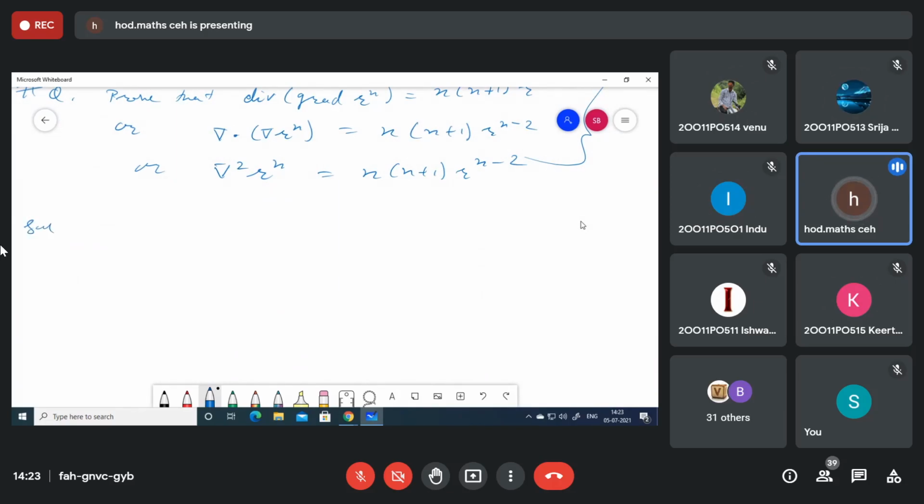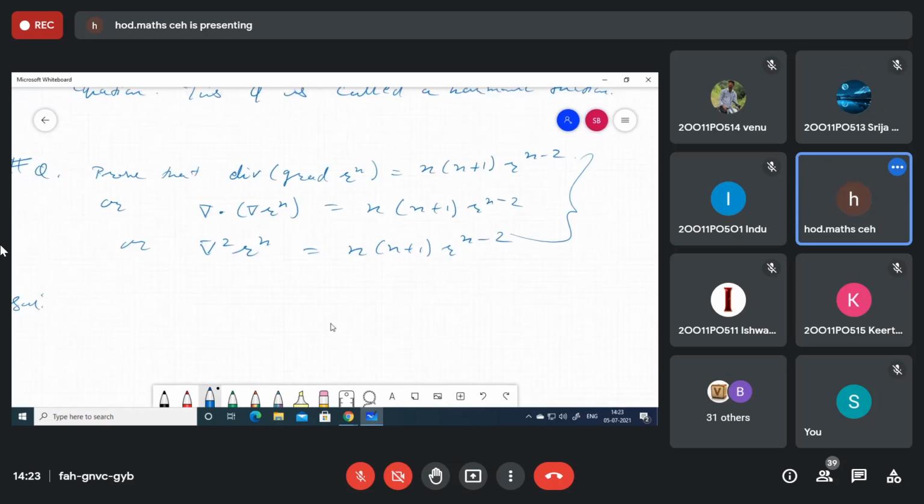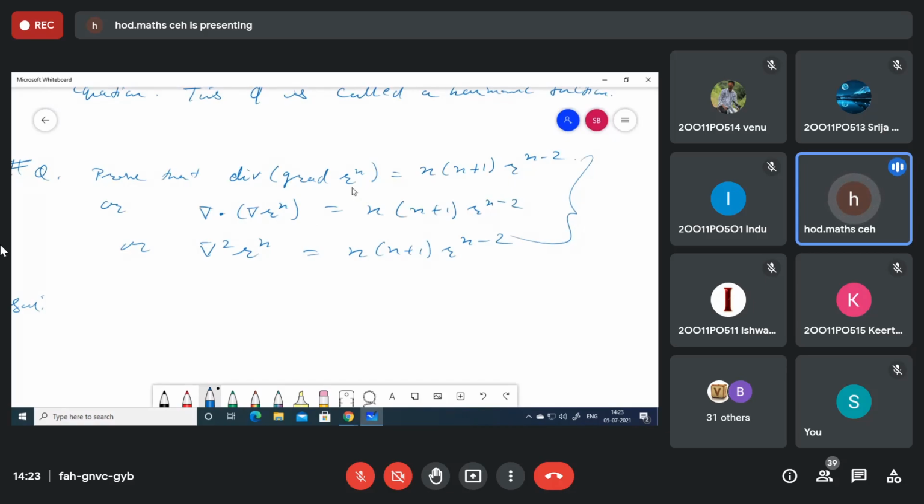Now, see this. This r is a scalar function. I have not written r bar here. If I had written r bar, that would be a wrong question, because if you are calculating the gradient of something, that something has to be a scalar function only. So here r is a scalar function. Okay. So let us calculate or prove this one. So what is r bar? r bar is x i cap plus y j cap plus z k cap. Okay. What is r square then?